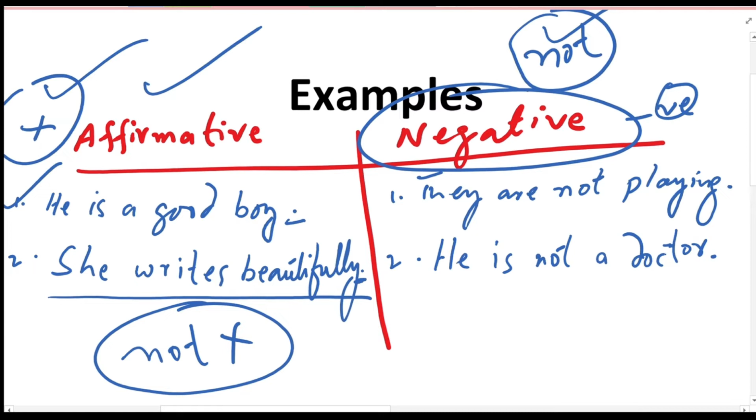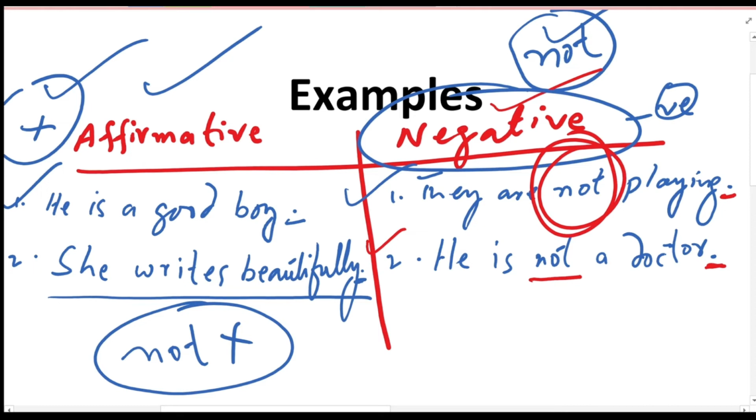Let's read out the examples of negative. First one is they are not playing. Now here you can see there is what? There is the use of the word not. Any statement in which there is not, okay, so that will be the example of negative sentence of declarative sentence. And at the end there is full stop. Second sentence is he is not a doctor. Again you can see there is the use of not, and at the end there is full stop.